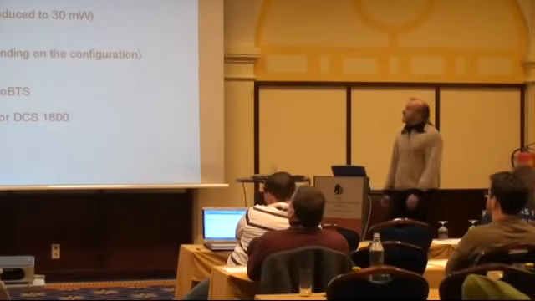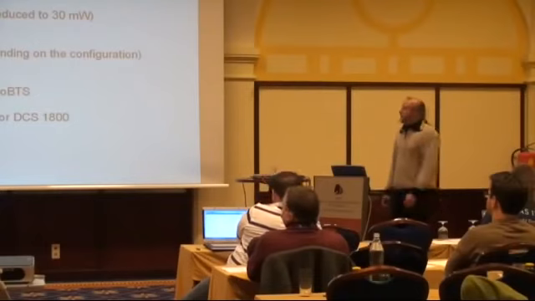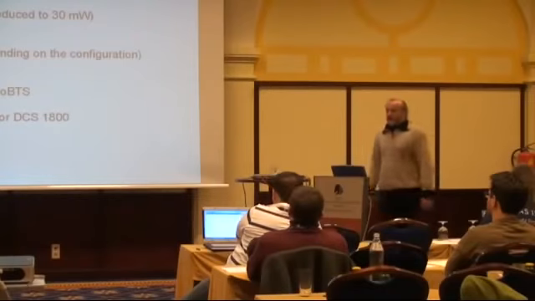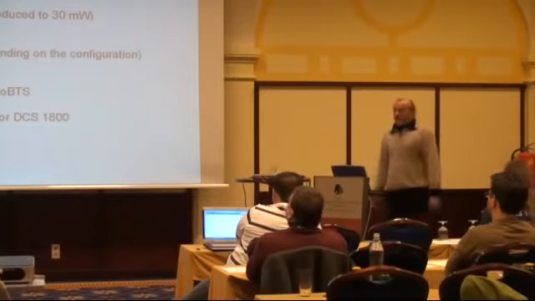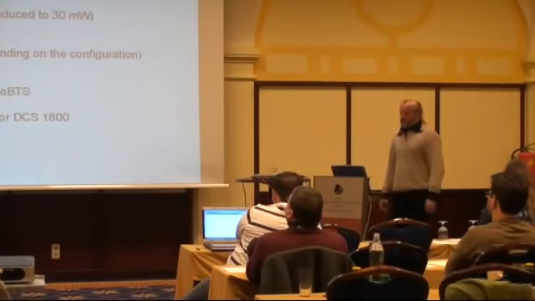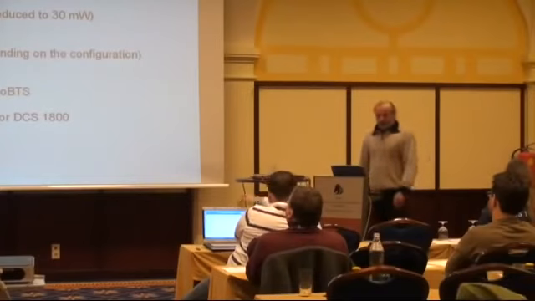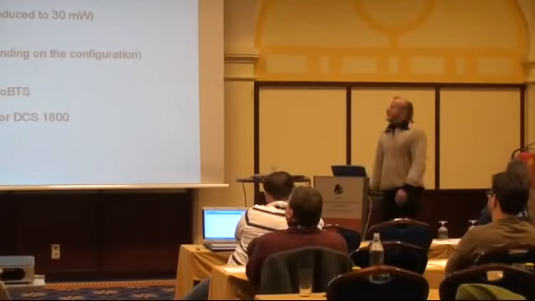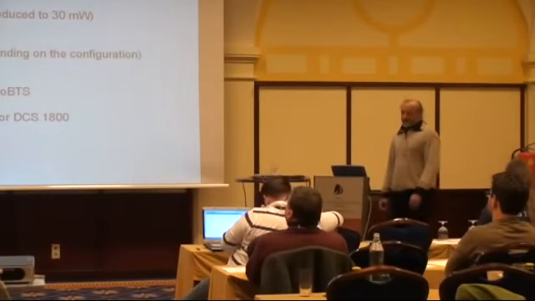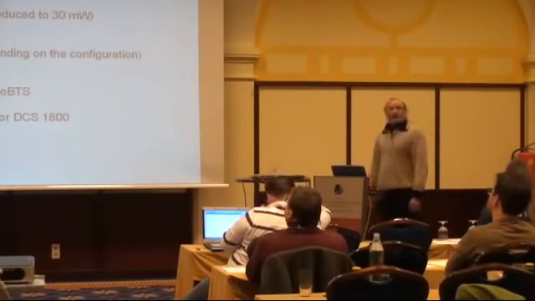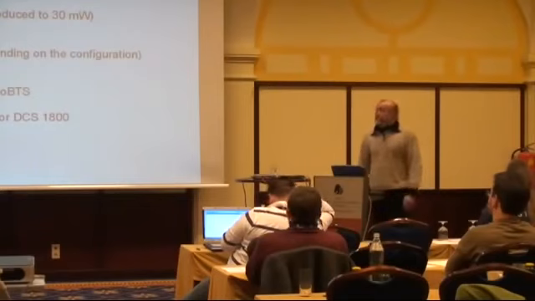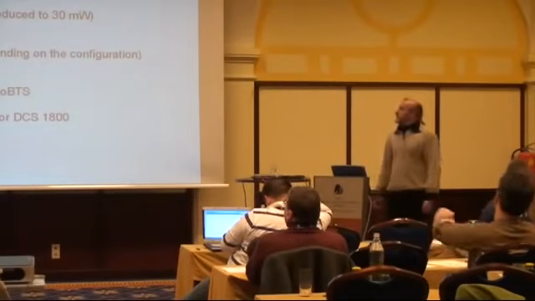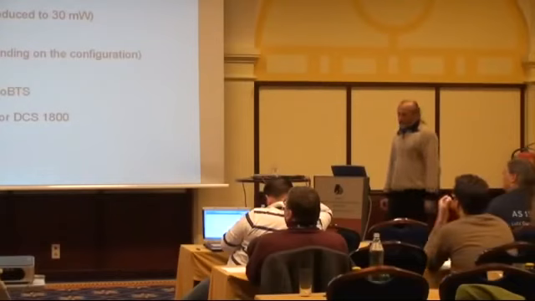OpenBSC currently supports two base transceiver stations. The first one is the Siemens BS11 micro BTS. It's an old device, about 10 years old, for GSM 900. The output power is 2 watts, but it can be reduced down to 30 milliwatt. The advantage of the BS11 is that it is cheap. However, although it's called micro BTS, it's quite heavy. You have 30 to 40 kilograms depending on the configuration.